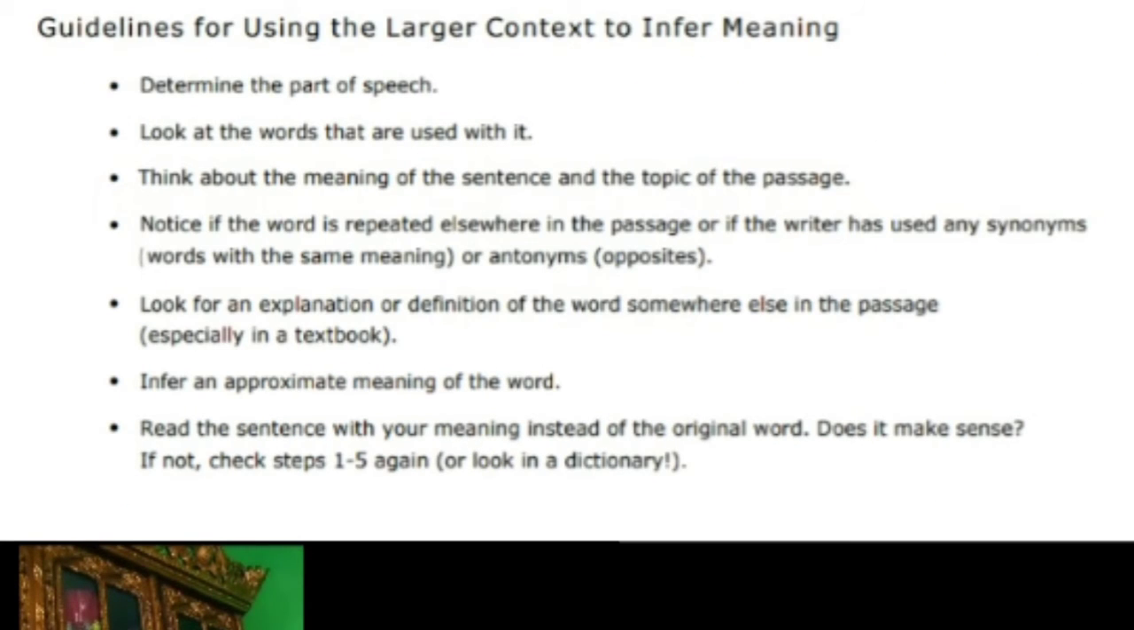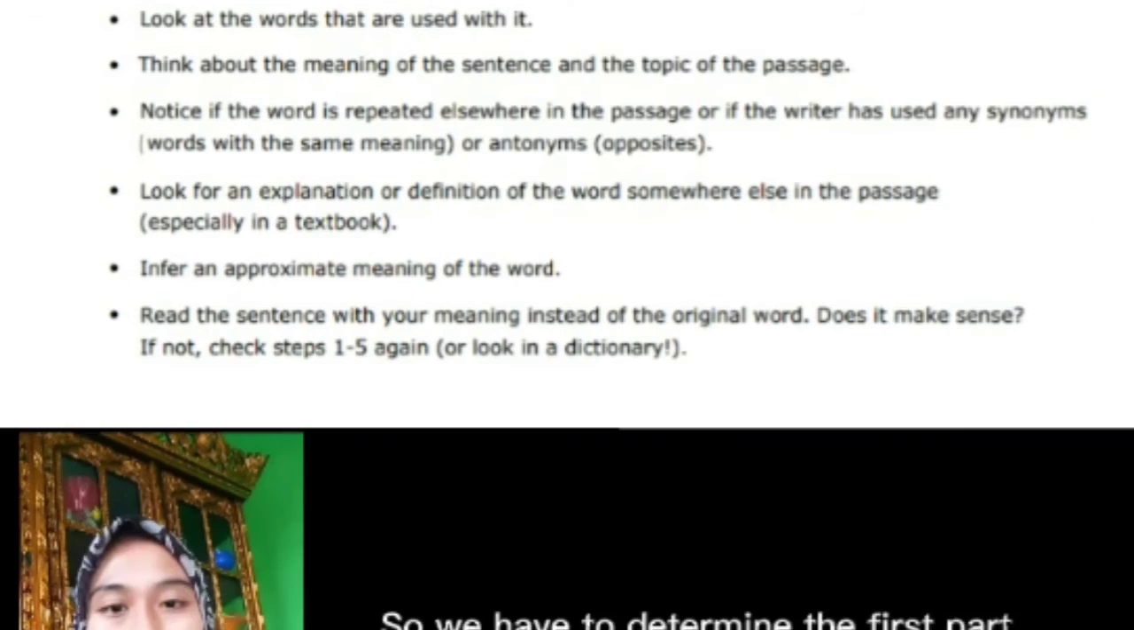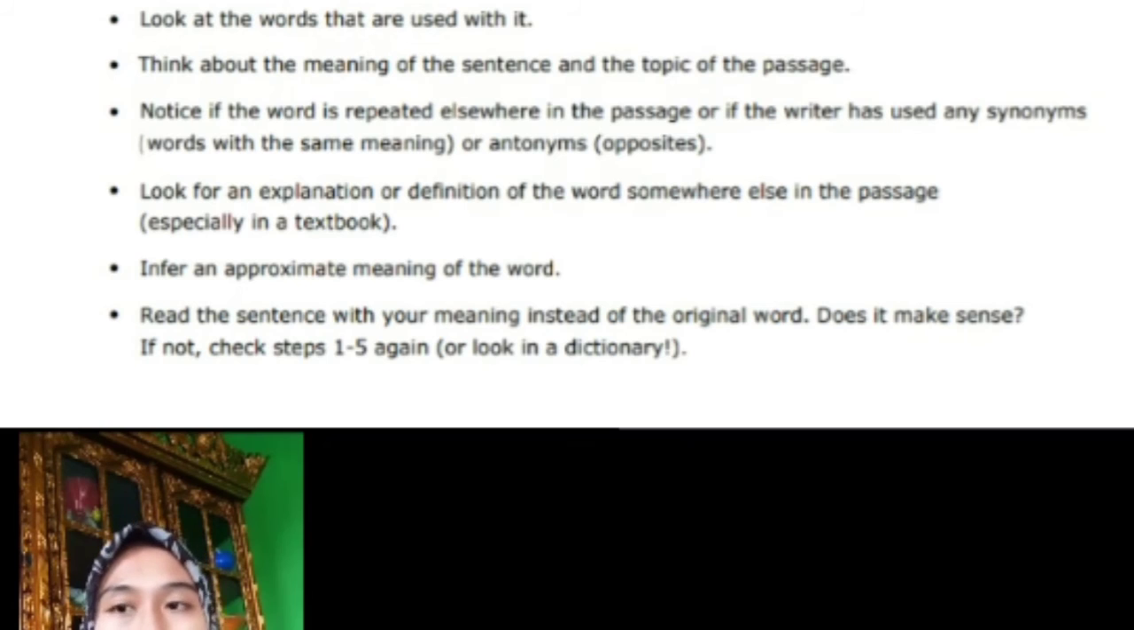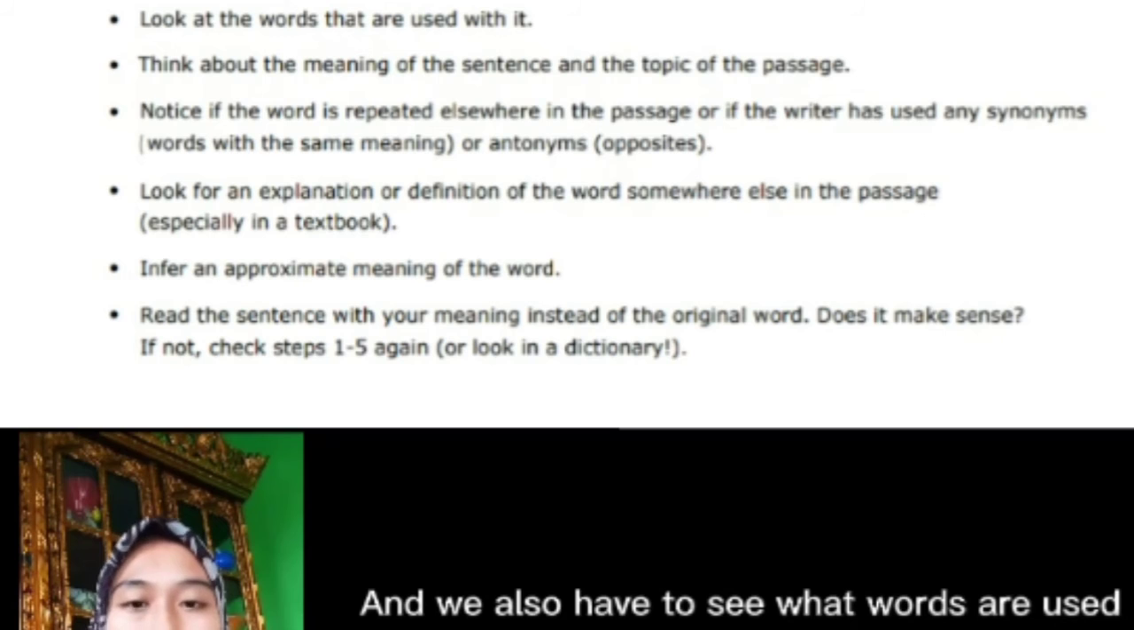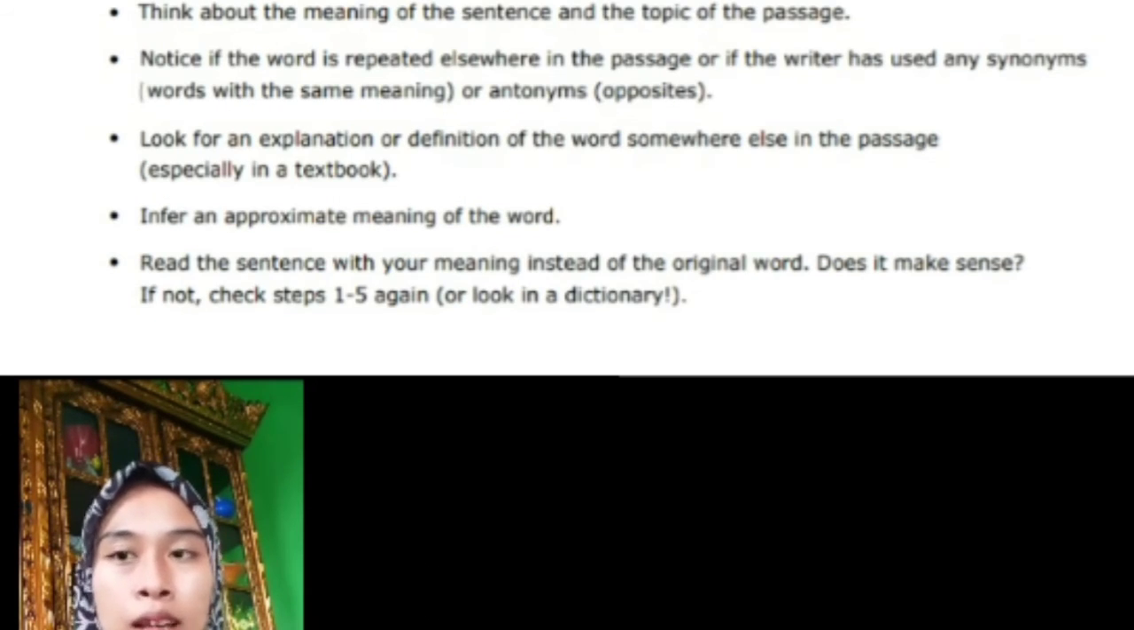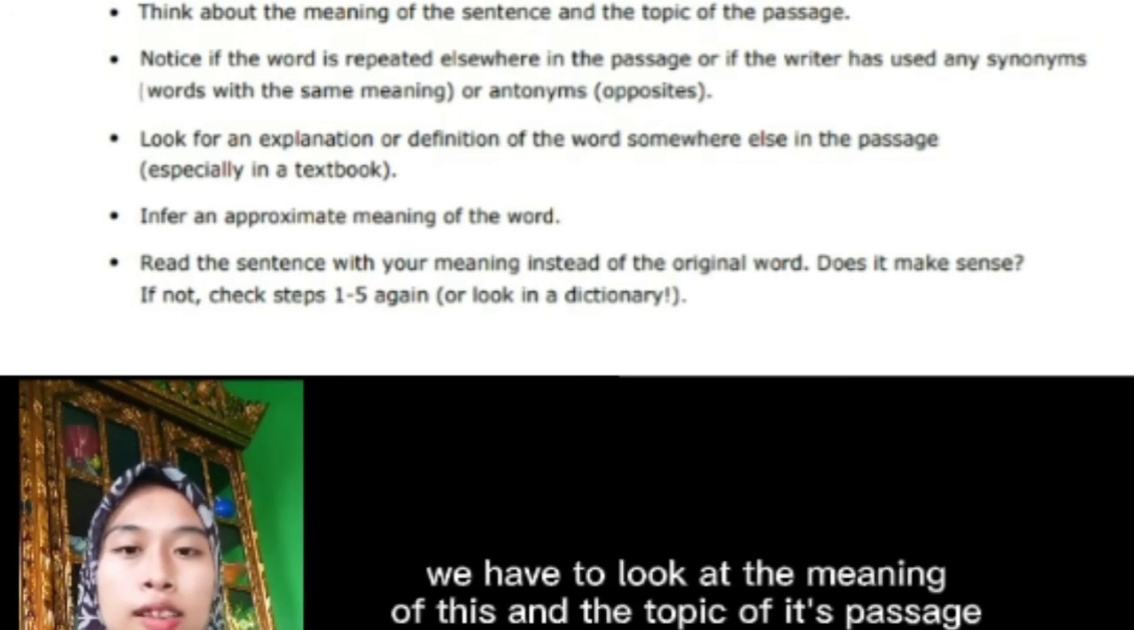Guidelines for using the larger context to infer meaning. One, determine the part of speech. So we have to determine the part of speech first. Two, look at the words that are used with it. Three, think about the meaning of the sentence and the topics of the passage. So we have to look at the meaning of this and the topics of its passage.